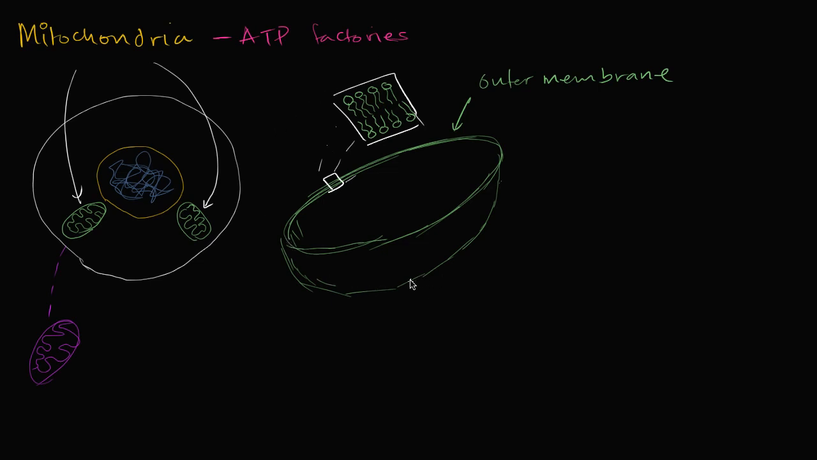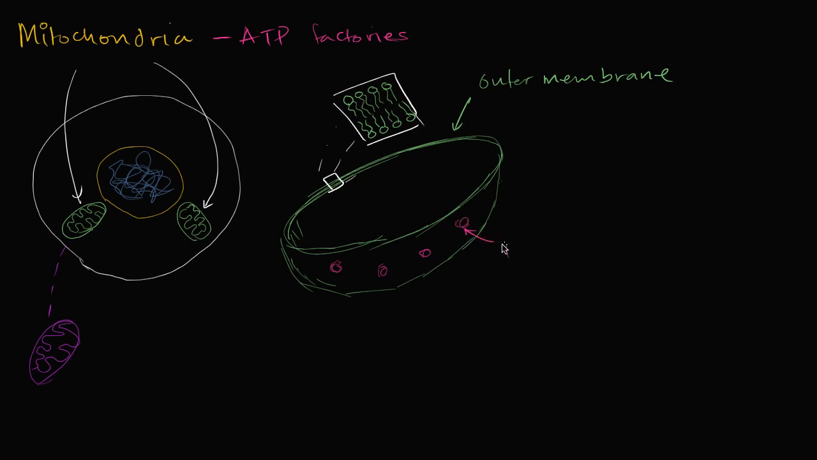And one of the proteins that you have in the outer membrane of mitochondria are called porins. And porins aren't found only in mitochondria, but they're kind of tunnel proteins. They're structured so they form a hole in the outer membrane. So I'm drawing them the best that I can.